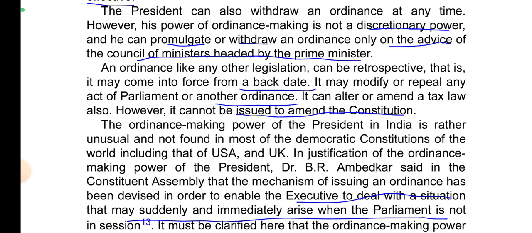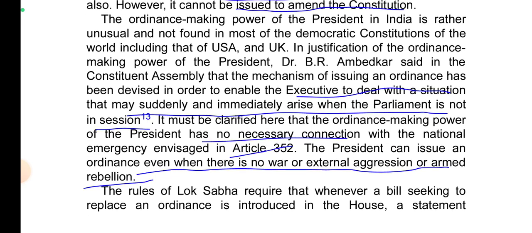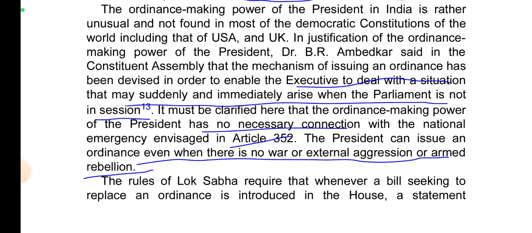An ordinance, like any other legislation, can be retrospective, that is, it may come into force from a back date. It may modify or repeal any act of Parliament or another ordinance. It can alter or amend a tax law also. However, it cannot be issued to amend the Constitution. The ordinance making power of the President in India is rather unusual and not found in most of the democratic constitutions of the world, including that of USA and UK.